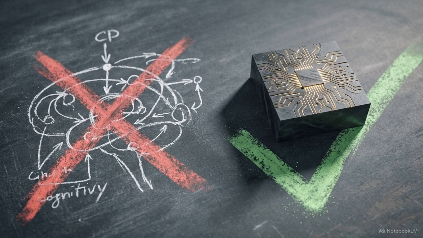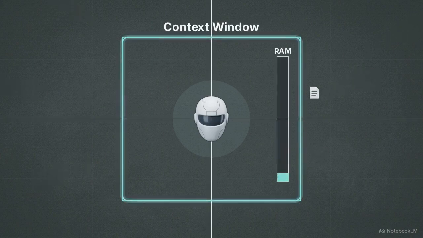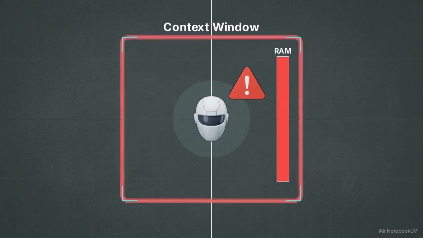We need to stop viewing the large language model as a standalone brain and start treating it as a standard CPU. A large language model is a type of artificial intelligence program trained on vast amounts of text to understand and generate human language. In this computing analogy, the context window acts strictly as its highly constrained RAM.